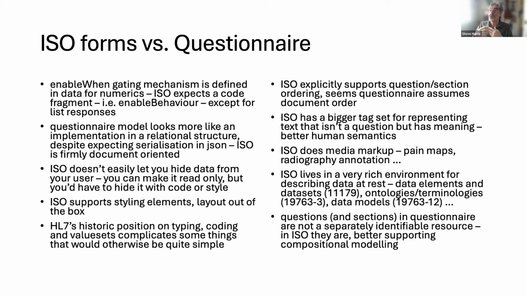Question ordering, you have explicit ordering in ISO as well, whereas FHIR Questionnaire is very much based on the document order of the JSON document. So you load up a FHIR Questionnaire, and the order of the elements in that questionnaire will be the document order of the JSON document. ISO does media markup. FHIR Questionnaire in its basic form doesn't, but there's this thing called Structured Data Capture we'll get onto a little later, which gives you some ideas about how you might want to do that.